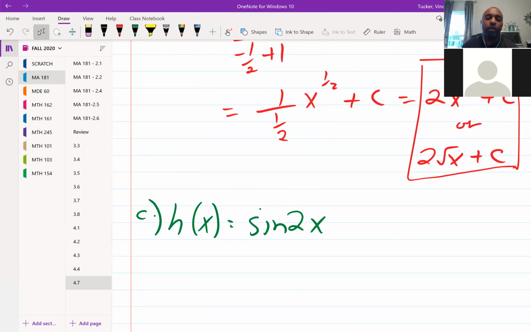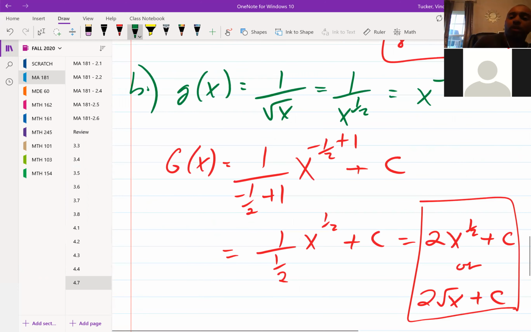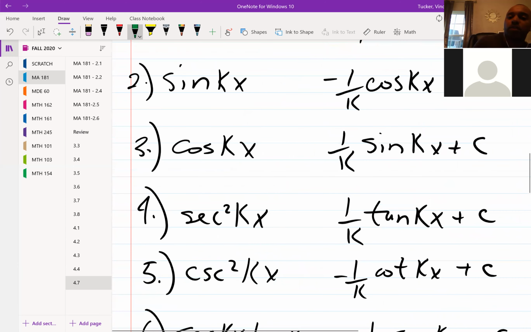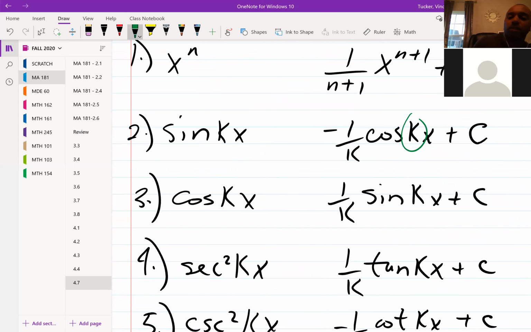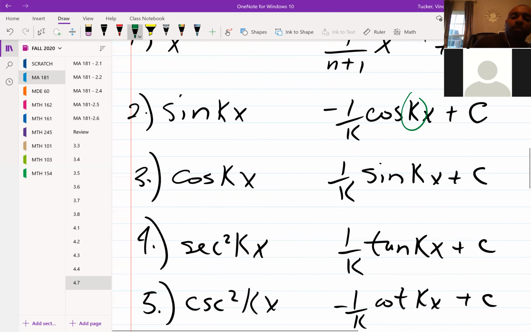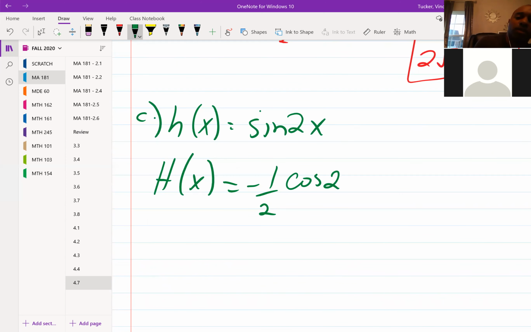So looking at the antiderivative of sine of 2x, they call it capital H. And so if you go back to your formula, what's sitting in front of your x is considered your k. So it's going to be negative 1 over 2 cosine 2x plus c. Yep, and that's all there is to that one.